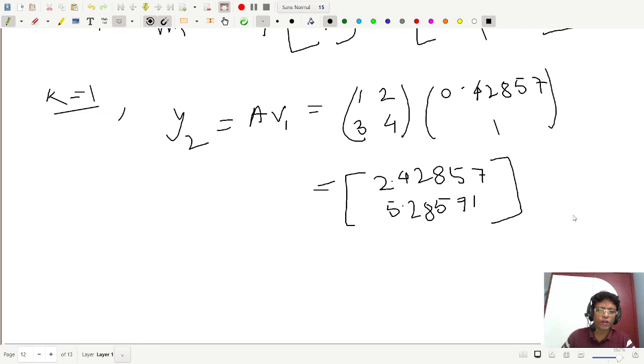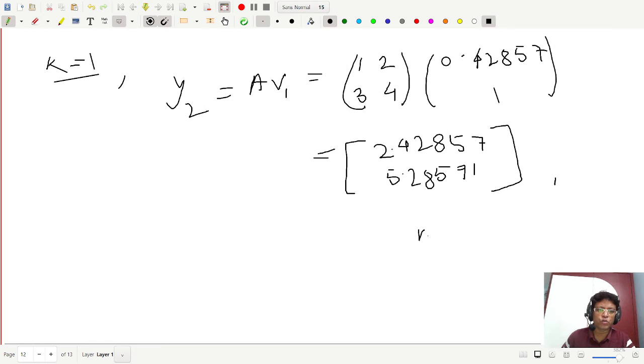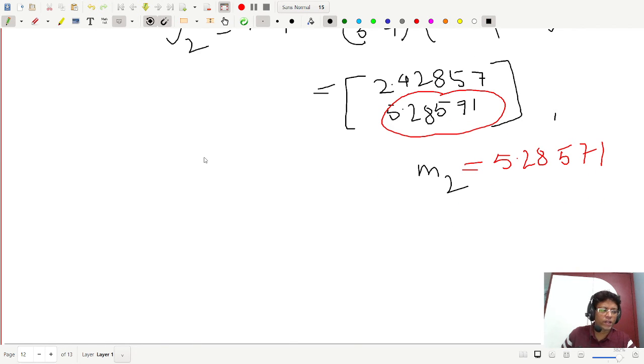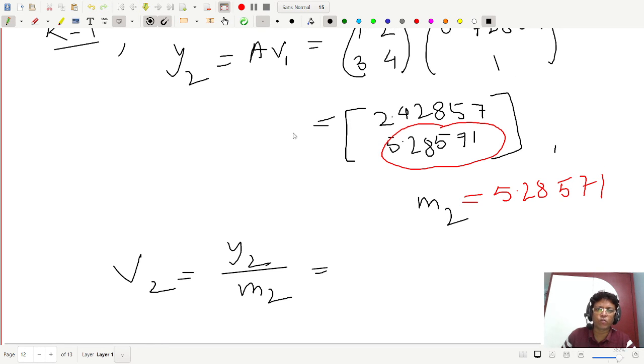Again, what is your m2? m2 is this one, which is numerically larger, the greater magnitude, 5.28571. This is m2. Now calculate v2. What is your v2? That is your y2 by m2. m2 is this one and this is your y2.